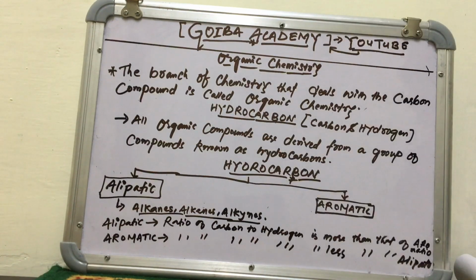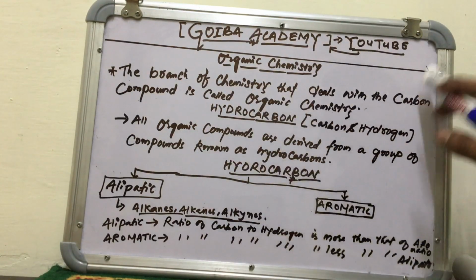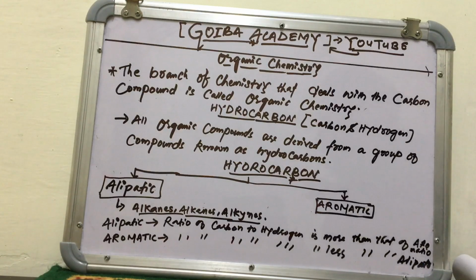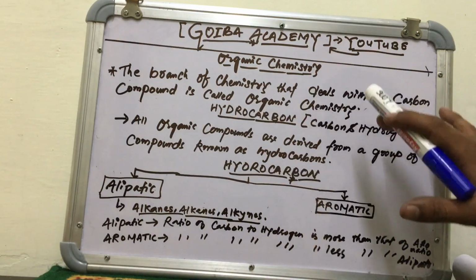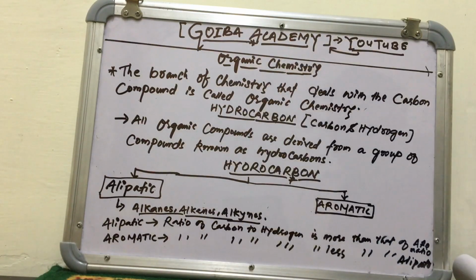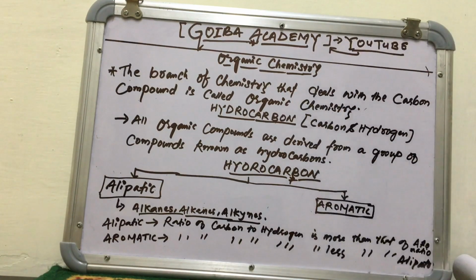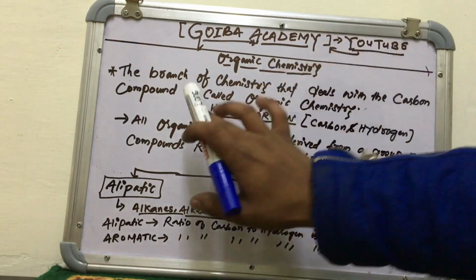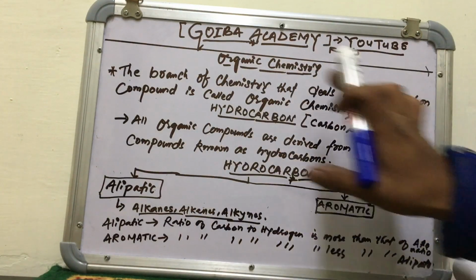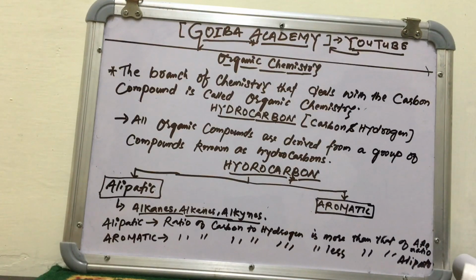Today's lecture will be about organic chemistry. The branch of chemistry that deals with carbon compounds is called organic chemistry. I've written it in very simple language. I repeat it once again: the branch of chemistry that mostly focuses on carbon compounds is called organic chemistry.